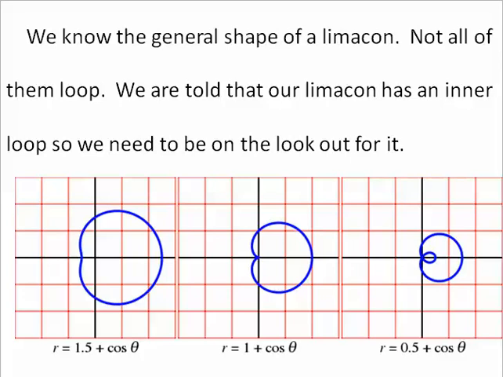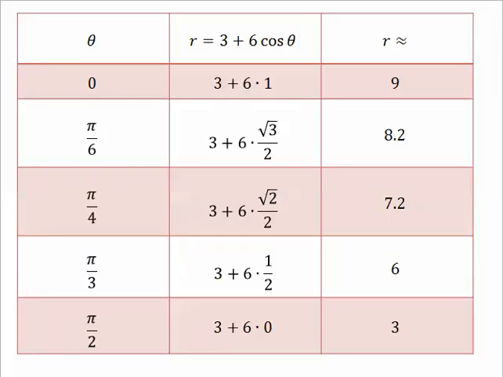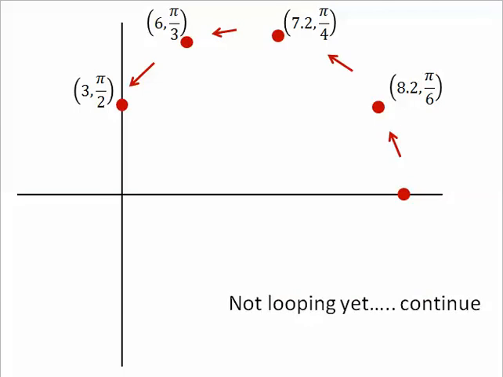I would like to do it a little bit differently in order to just focus on a couple of issues. Looking at theta running between 0 and pi over 2, so I'm looking at theta being in the first quadrant. My radius starts at 9 and decreases until I get to a value of 3. So starting at 0, my radius is 9, and moving from 0 to pi over 2, my radius decreases to a value of 3.